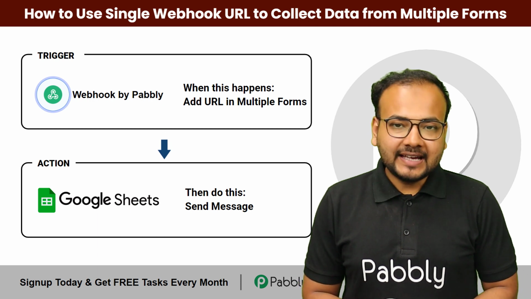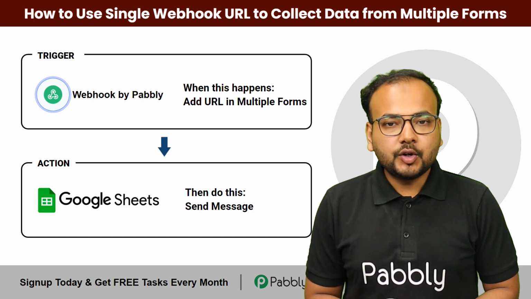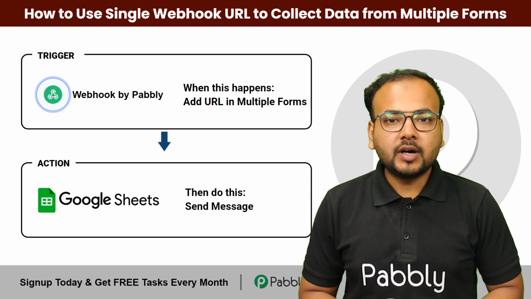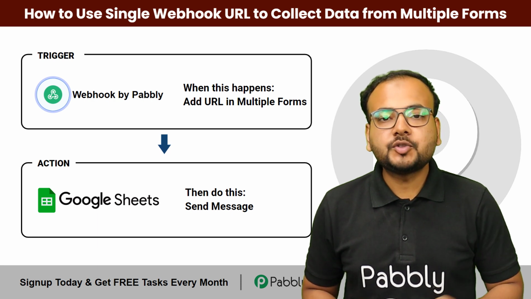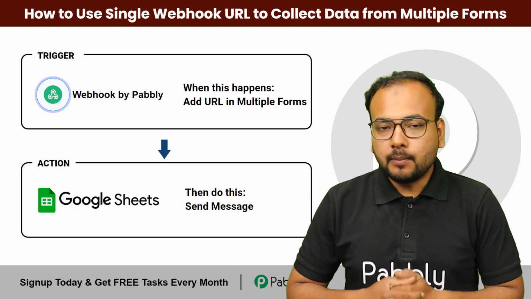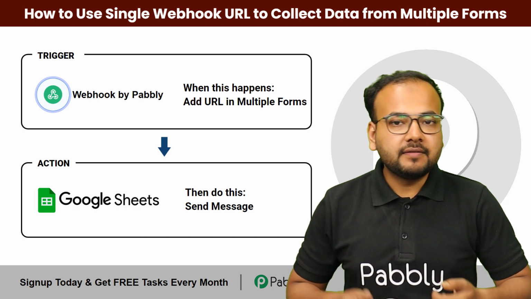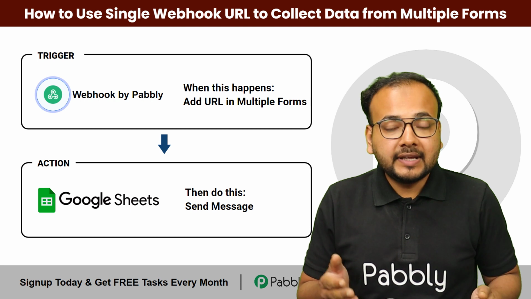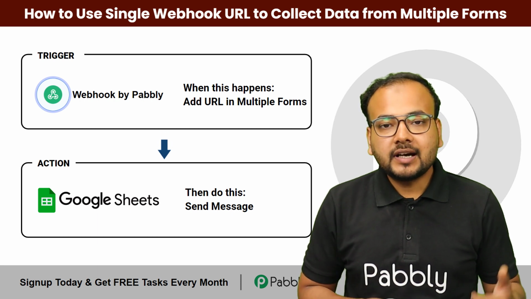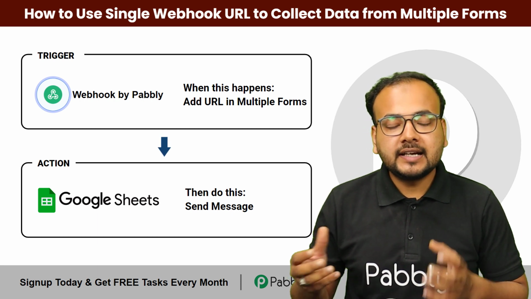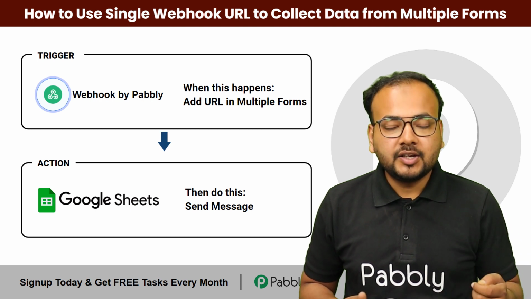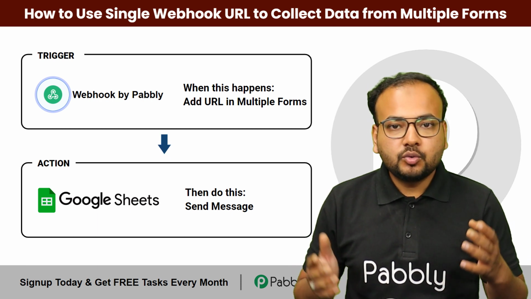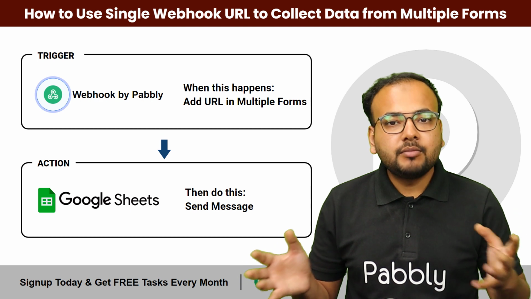Hey guys, welcome back. In this video, you will learn how to use a single webhook URL to collect data from multiple forms automatically. So guys, a webhook, or webhook URL, is a way for an application to let another application know that something has happened. So it is a kind of notification which contains data about any event.